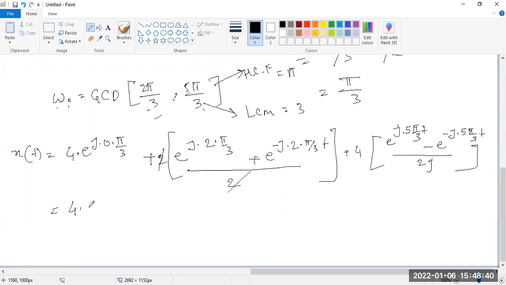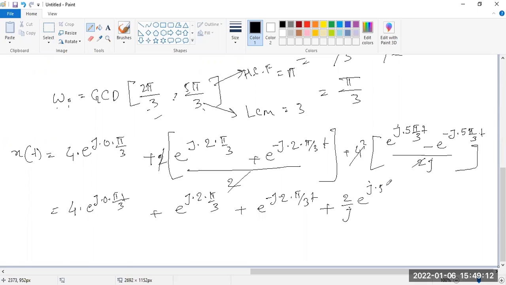We can write only 4 e to the power j 0 pi by 3 t plus e to the power j 2 pi by 3 t plus e to the power minus j 2 pi by 3 t, plus this 2 will be cut. Here is 2. Okay, so 2 by j e to the power j 5 pi by 3 t. Just write down over here 2 by j e to the power minus 5 pi by 3 t.